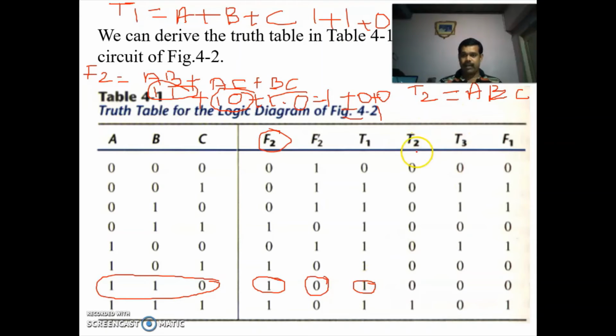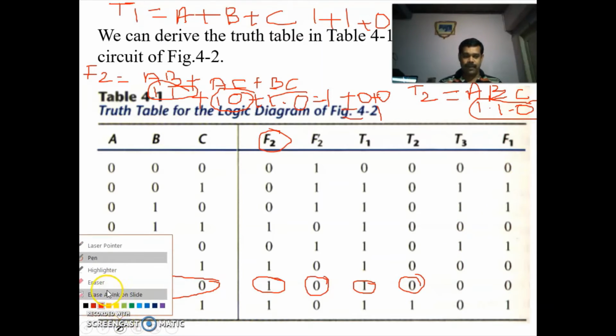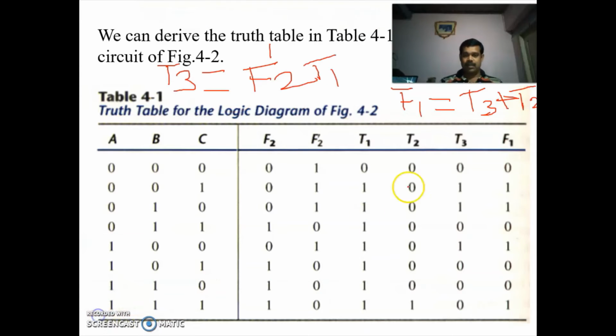Now we are going for T2. T2 is A into B into C, that is 1 into 1 into 0. This is an AND operation, so only if all the inputs are 1 do we get 1. Since one of the inputs is 0, we will be getting 0 here. So we have found the value of T2.